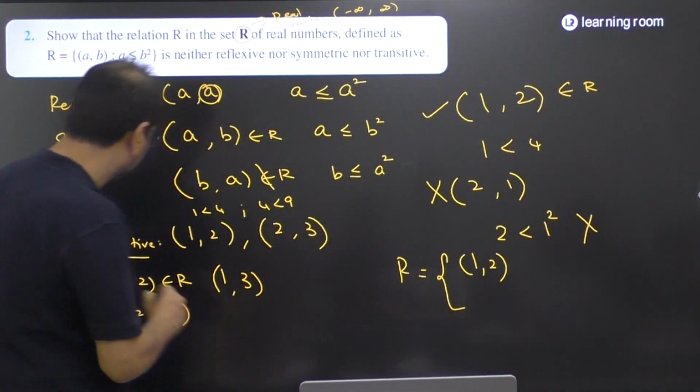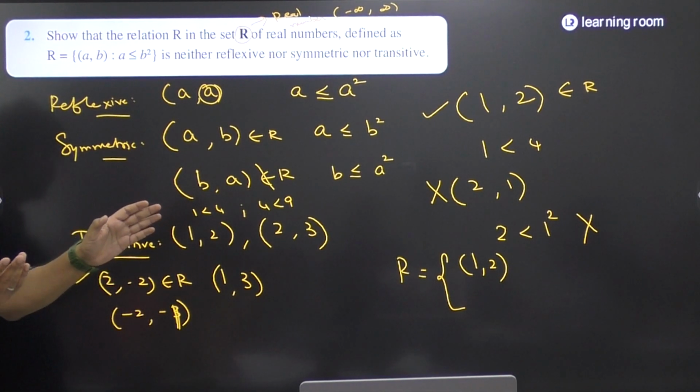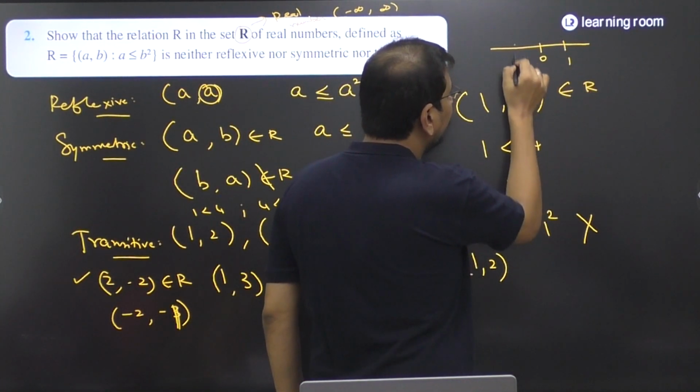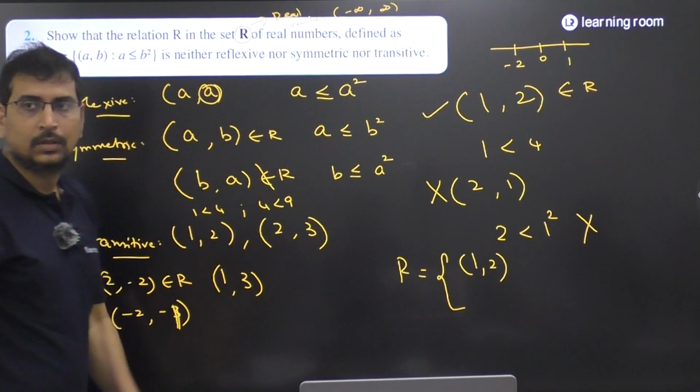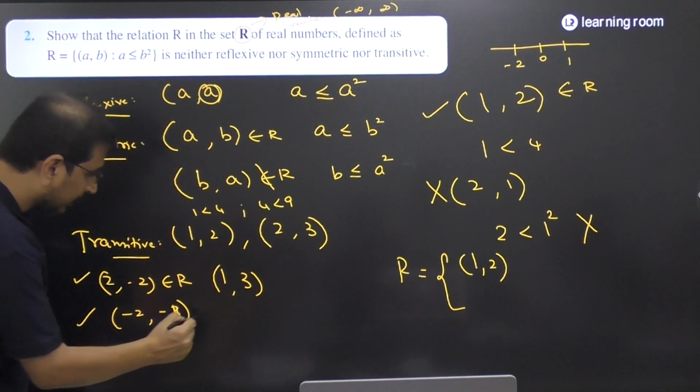Yes, this belongs to R. What about minus 2, minus 1? Minus 2 is A. Less than or equal to 1. Correct? Is minus 2 less than 1? On the number line, 0, 1 is here, minus 2 is here. Minus 2 is less than 1. Is it satisfied? Yes, it is satisfied.